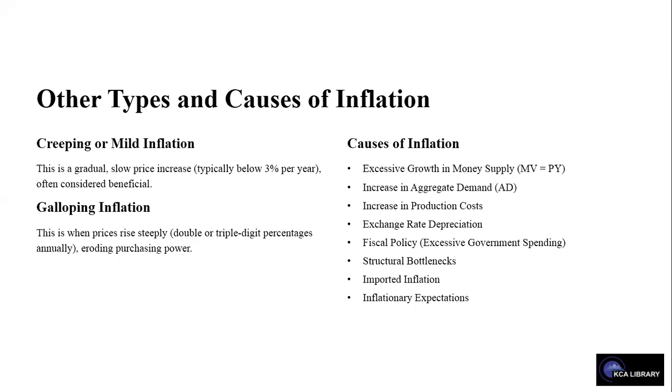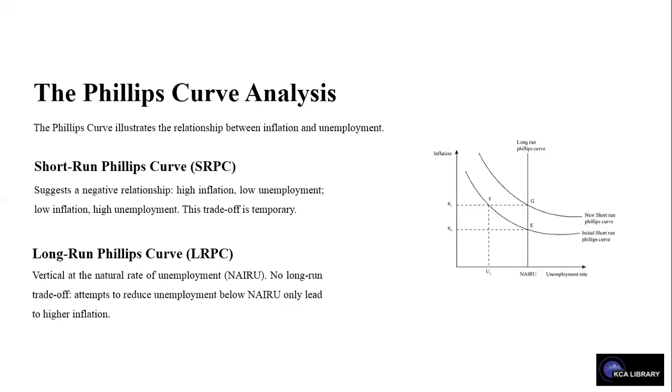What are the causes of inflation? We have excessive growth in money supply, also an increase in aggregate demand. Another cause is the increase in production costs. Another is exchange rate depreciation. Also, fiscal policy is another cause of inflation, where there is excessive government spending. Also, structural bottlenecks. Another is imported inflation. Lastly, inflationary expectation. These are the causes of inflation.